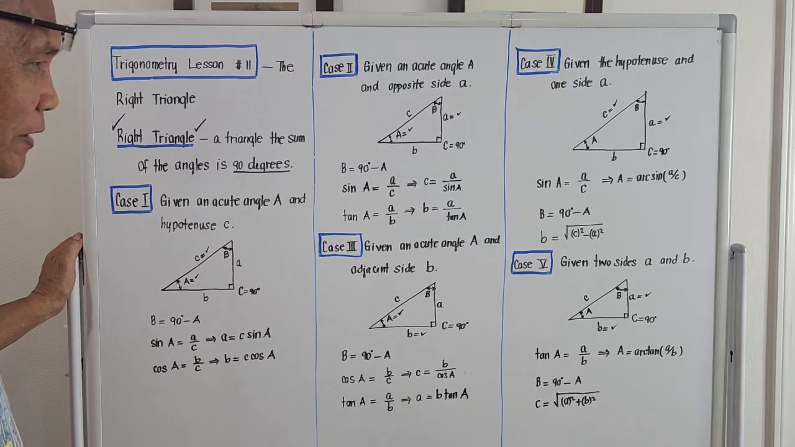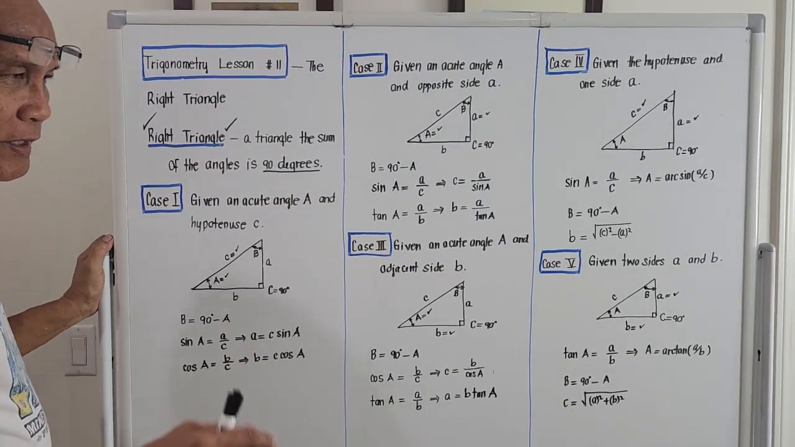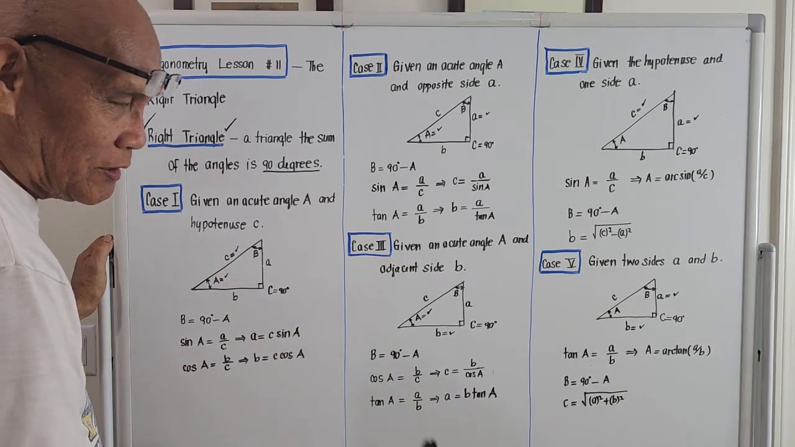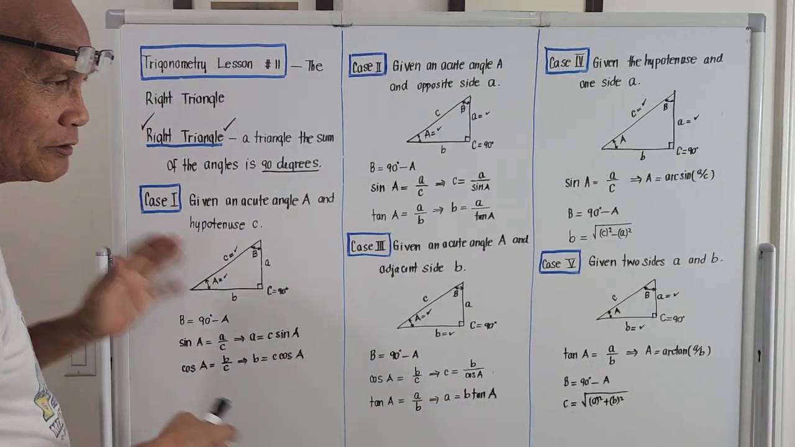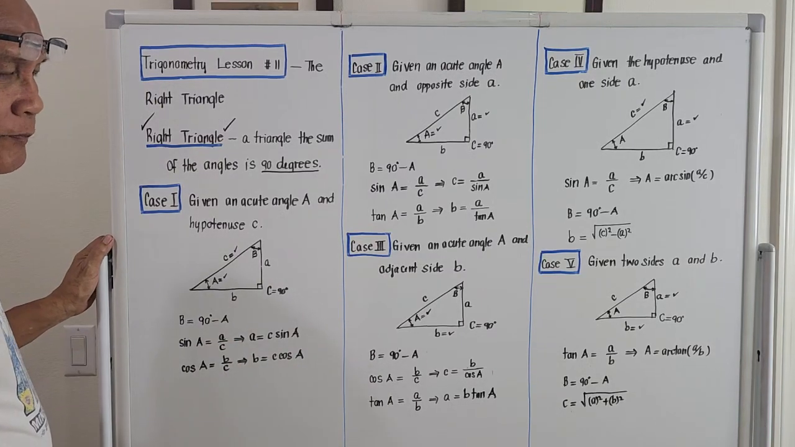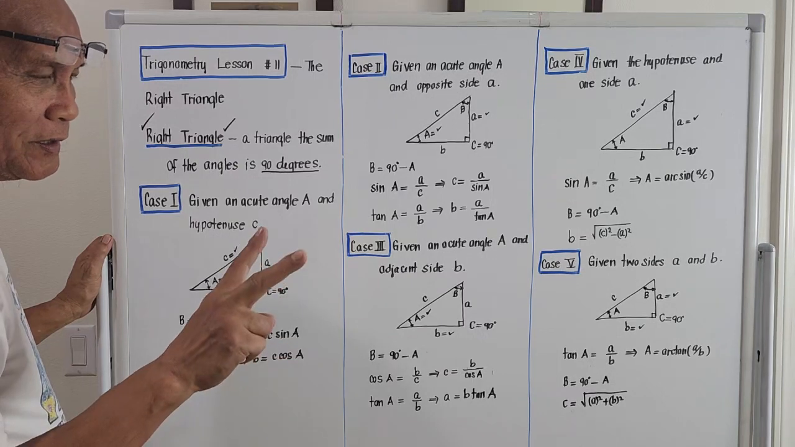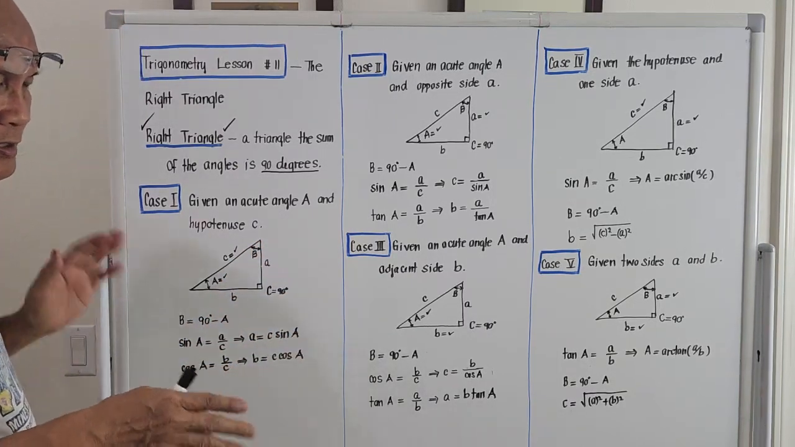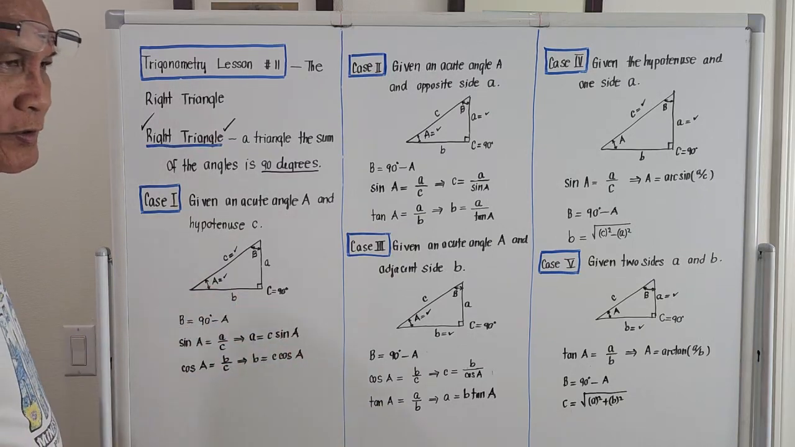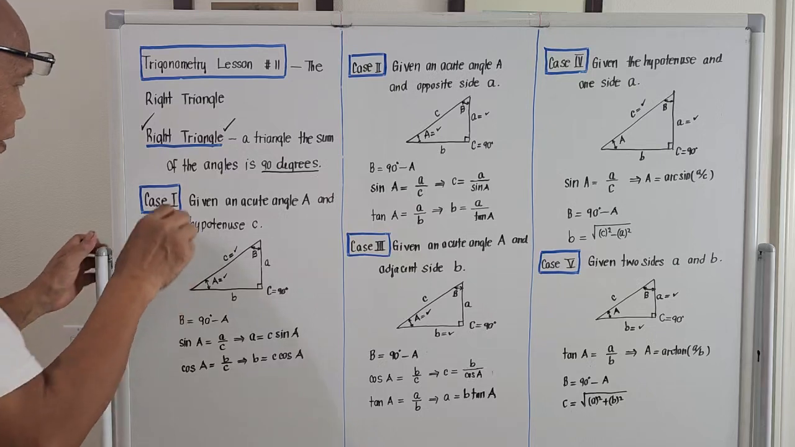Let's try to bring out the solution of a right triangle. Meaning solution, there are parts of the triangle which are given, and what is being asked is actually the other parts. Usually, we are given two parts of a right triangle, and we are asked to find the other parts. So it depends on what part is given. For case number 1.